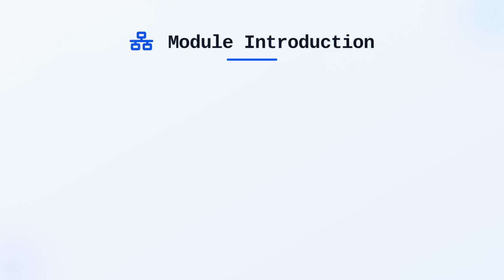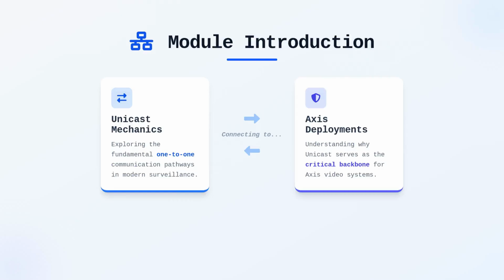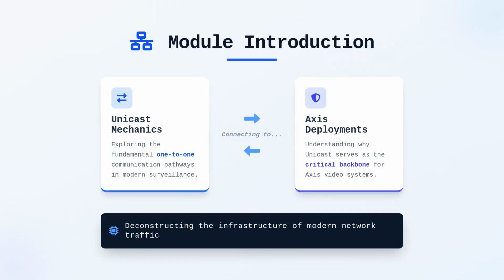Hello, and welcome back. In this module, we will explore the fundamental mechanics of unicast network traffic and its role in your video systems. We are going to deconstruct how one-to-one communication functions within modern surveillance infrastructures and why it serves as the backbone for most Axis deployments.